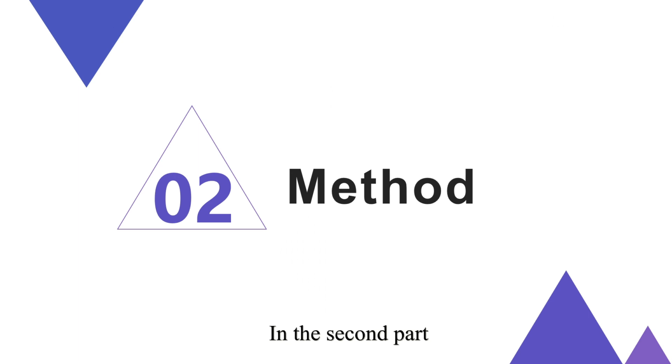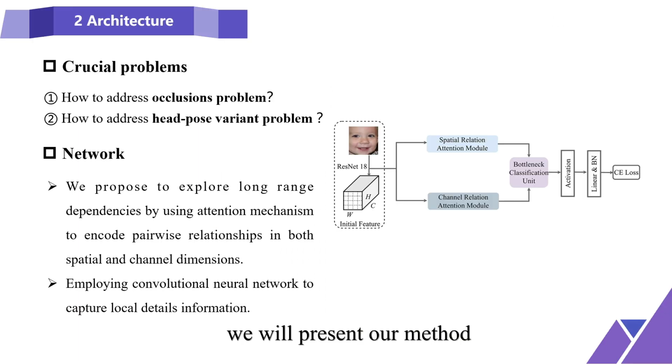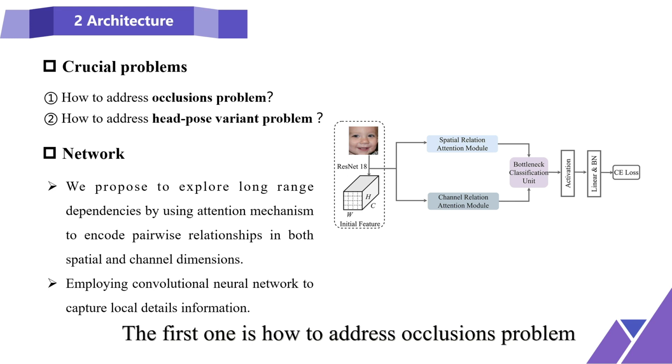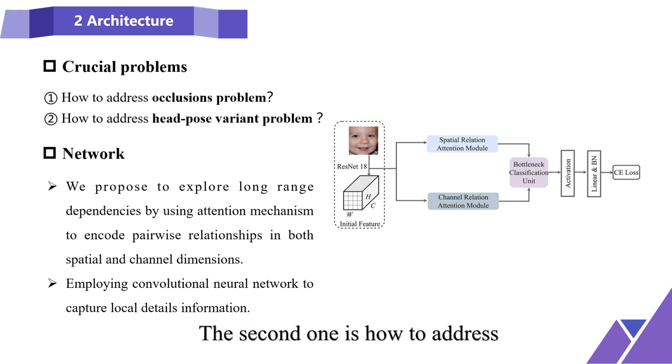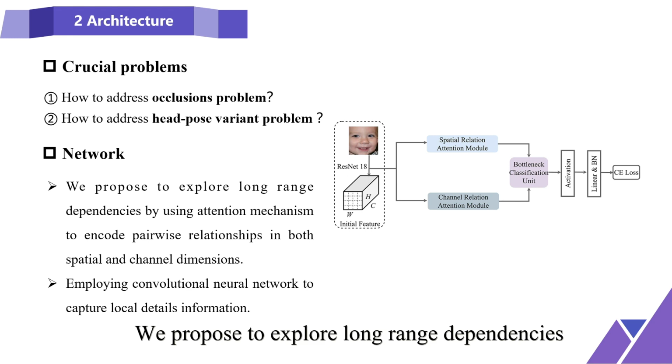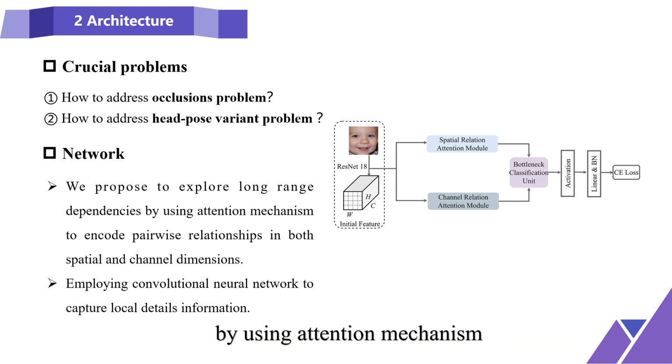In the second part, we will present our method. There are two crucial problems. The first one is how to address the occlusions problem, and the second one is how to address the head pose variant problem. We propose to explore long-range dependencies by using an attention mechanism to encode pairwise relationships in both spatial and channel dimensions. Meanwhile, we employ a convolutional neural network to capture local detail information.